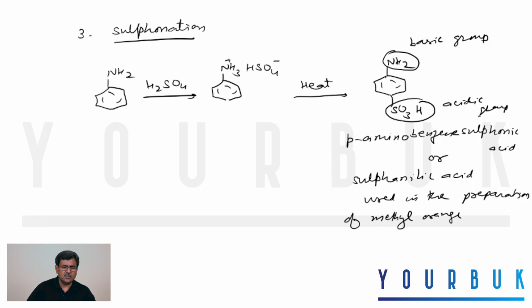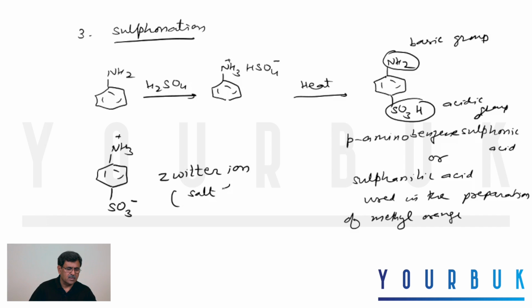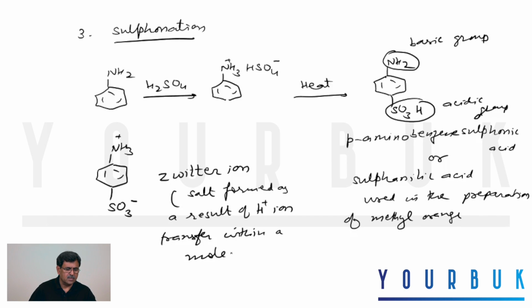So they neutralize each other and give a salt which is called Zwitter ion. So this is the Zwitter ion formation, which involves a transfer of H plus ion from the acid to base. This is called a Zwitter ion. This is a salt formed as a result of H plus ion transfer within a molecule, intramolecular.